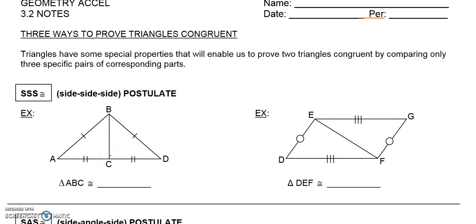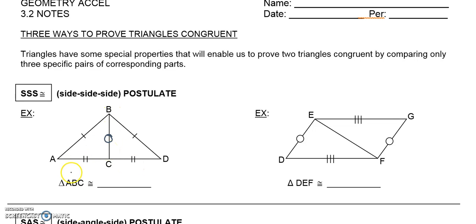When we're looking at this figure, we notice that we do have the reflexive property about this diagram. So we do know BC is congruent to BC because it's itself, it's overlapping. So we now have side, side, and then side congruence.